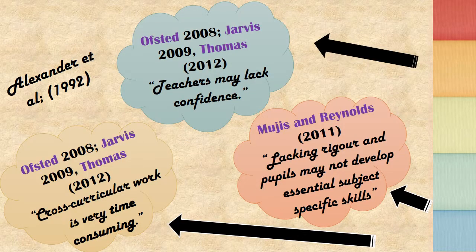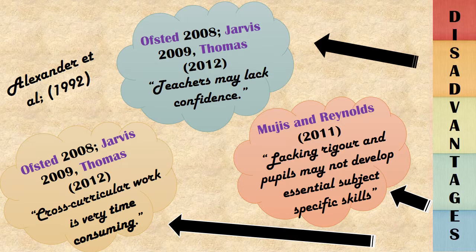On the contrary, Alexander et al. 1992 identified that poor links between too many subjects means little progression is made. Therefore, it is important to take planning into careful consideration. A well-planned lesson is crucial for the success of a cross-curricular approach. Yet, it takes time to plan a lesson well, as Ofsted 2008, Jarvis 2009 and Thomas 2012 highlighted. Cross-curricular work is very time-consuming.